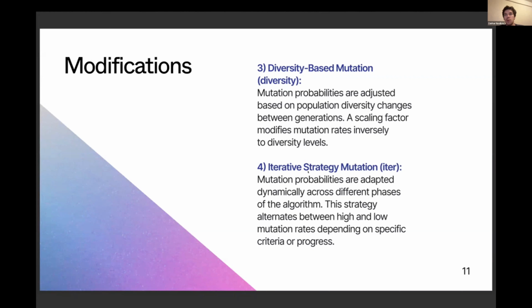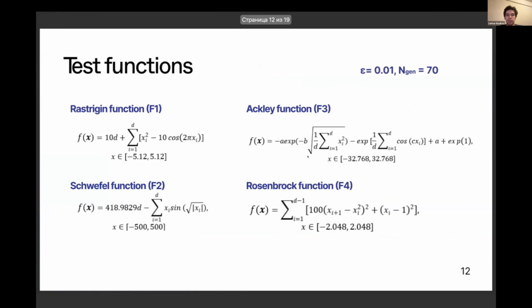And the last one was when we dynamically adjust mutation probabilities throughout different phases of the algorithm. This strategy alternates between high and low mutation rates depending on the specific criteria or progress in the optimization process, and our criterion was the number of consecutive improvements.